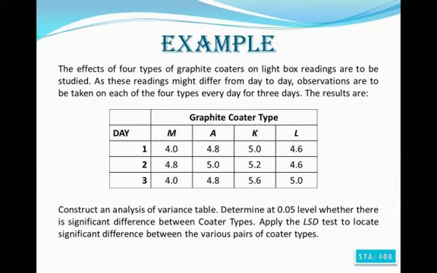Observations are noted. Construct an analysis of variance. Determine at 0.05 level whether there is significant difference between coated types. Apply the LSD test to locate significant difference between the various pairs of coated types. In this example, we have to determine whether there is significant difference between coated types. It is your H1 because H0 always shows there is no significant difference.